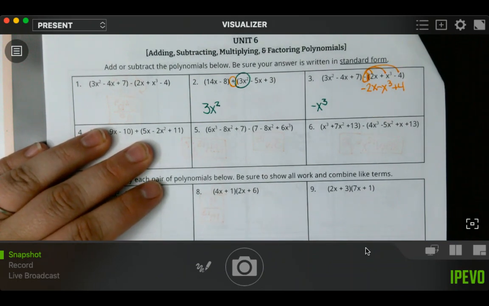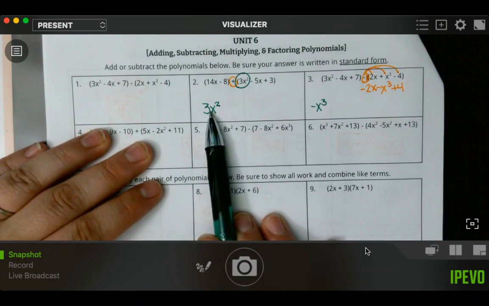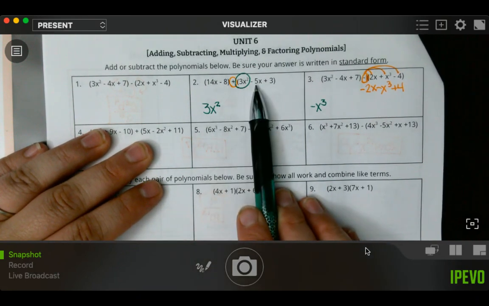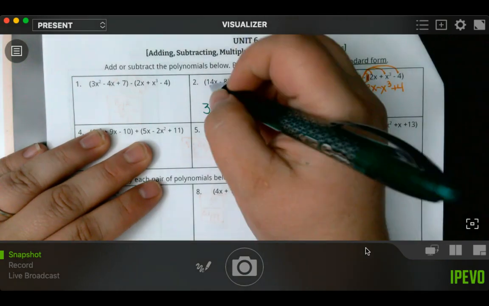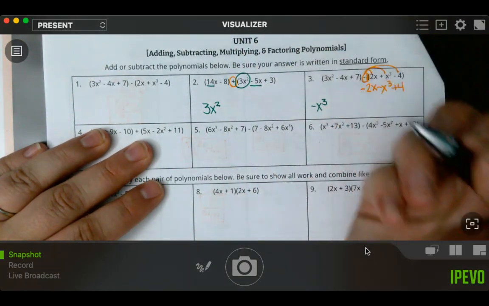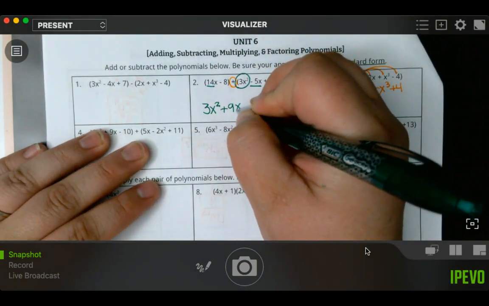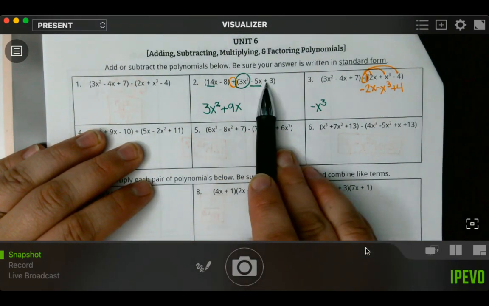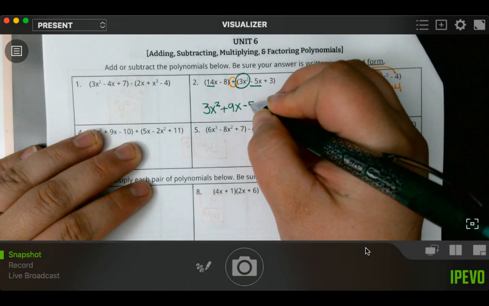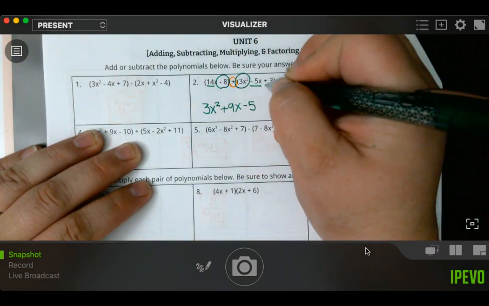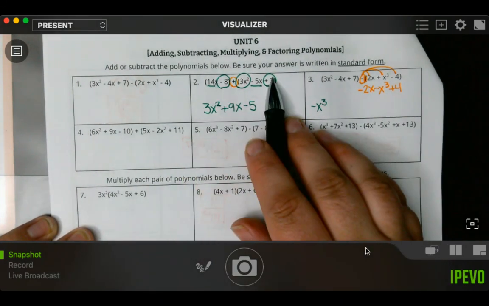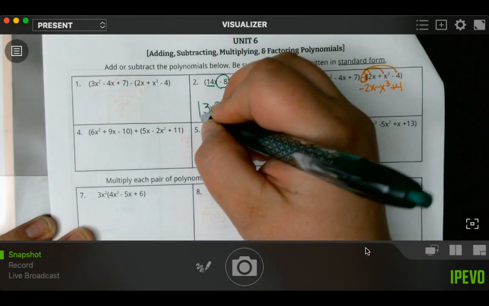Then I'm going to look for the next highest. After x squared comes x. I have 14x and -5x. 14x plus -5x is 9x. Then -8 plus 3 is -5. Now I can go back and double check because I circled things and crossed them out. I used all of these terms, so I'm good to go. That's my answer.